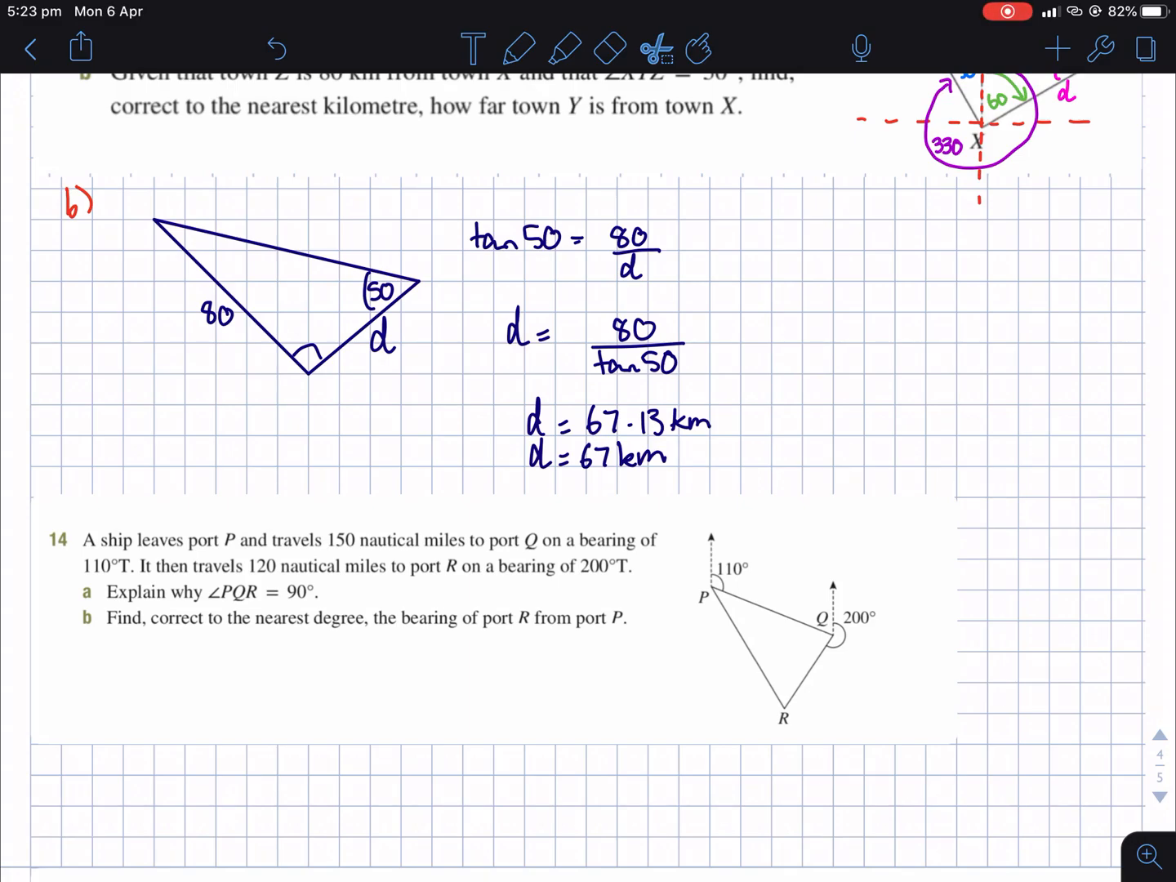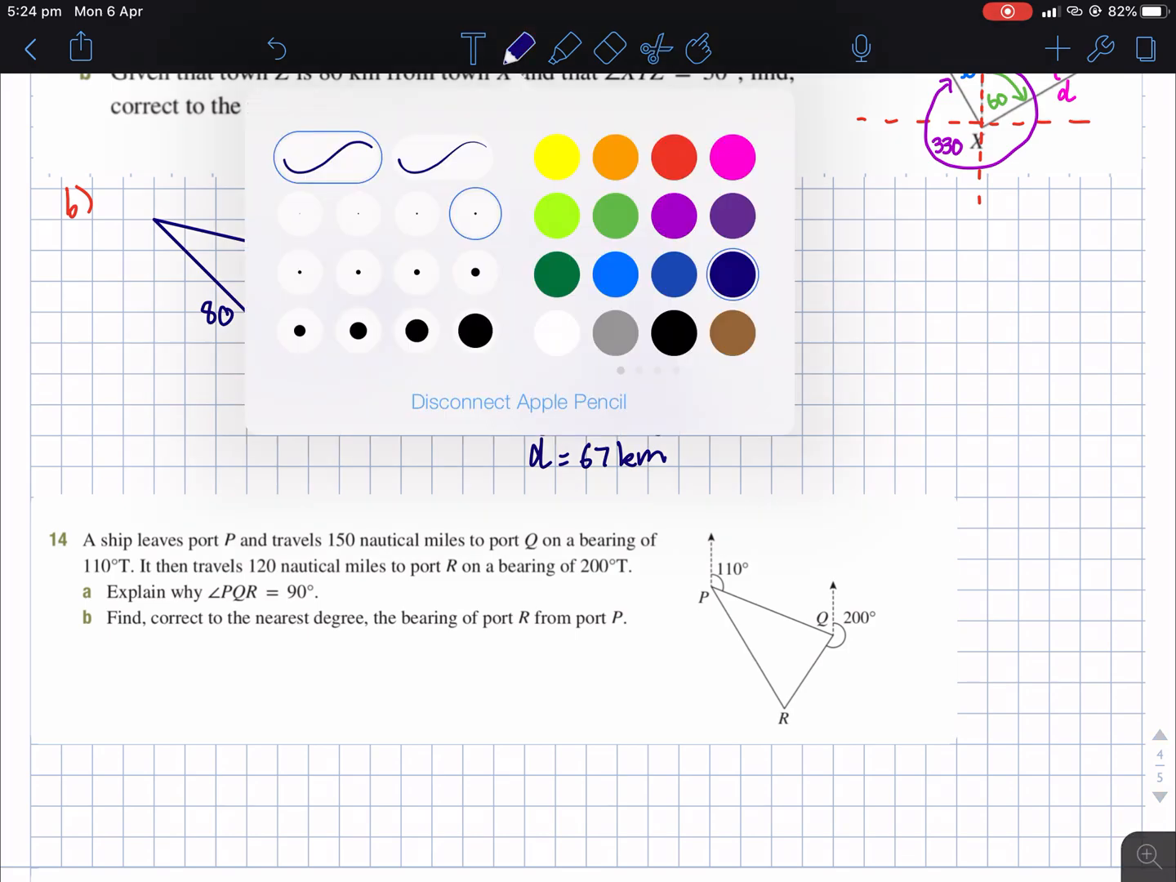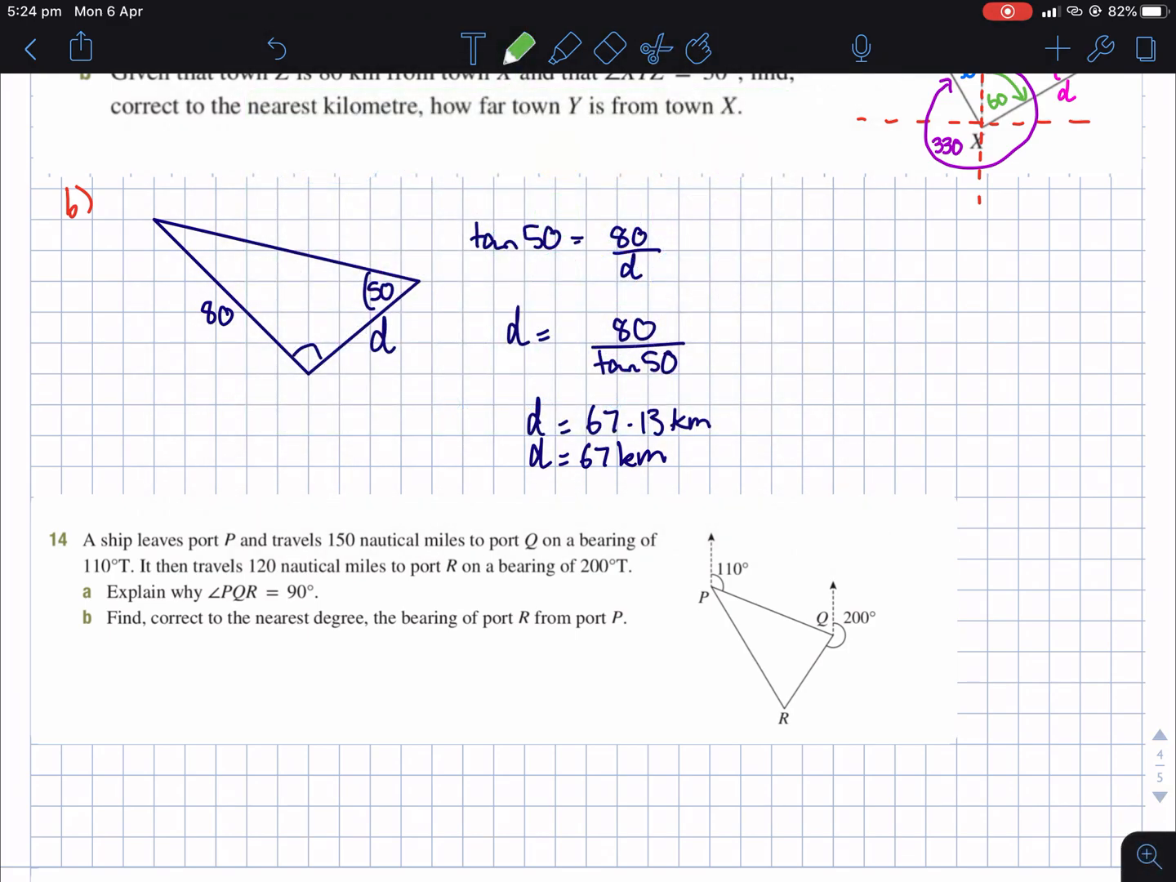Question 14 is the last of these really practical, easy kind of questions. A ship leaves port P and travels 150 nautical miles. So where are we going to put that? P to Q, 150, on a bearing of 110. Then it travels 120 miles to R on a bearing of 200 degrees. Explain why PQR equals that.